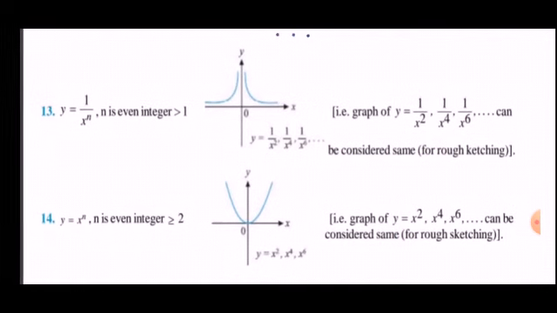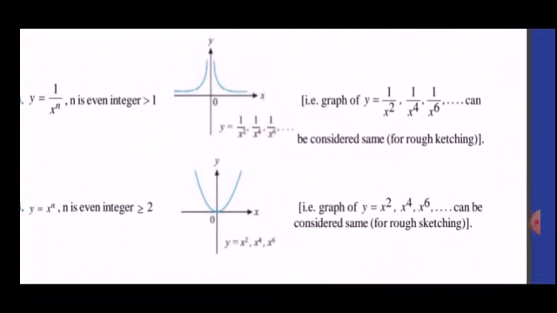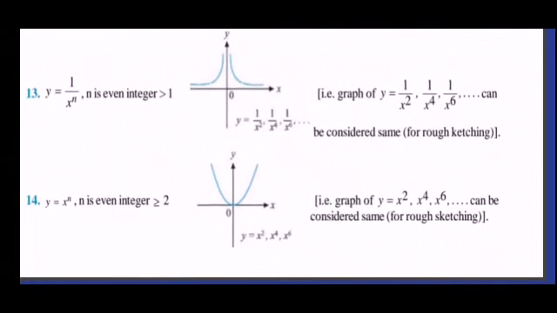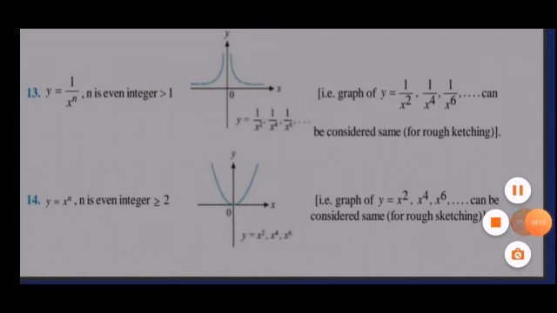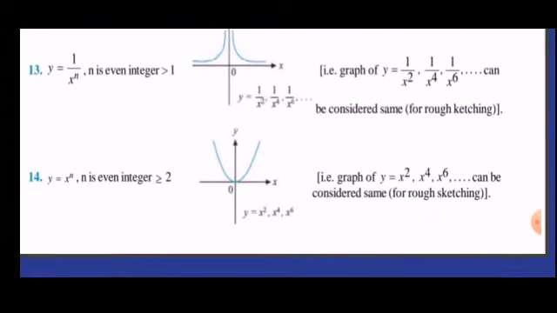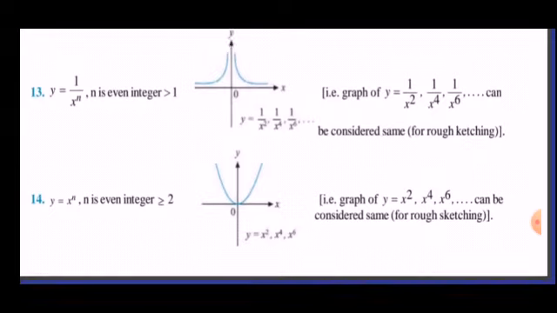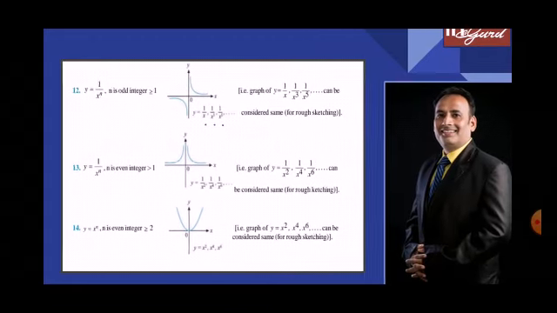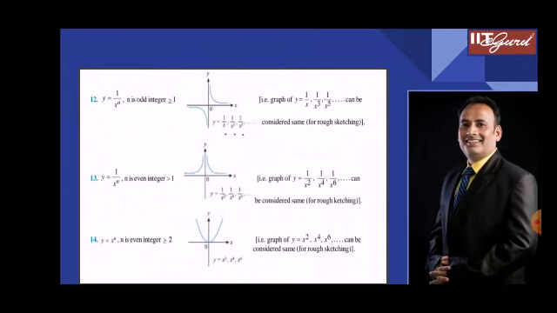Now, y equal to x to the power n, where n is greater or equal to 2. Here, if there is an even power, the graph lies in the first and second quadrants. That is a quadratic nature: x square, x to the power 4, x to the power 6 type of structure. The graph is symmetric about the y axis. Fine.